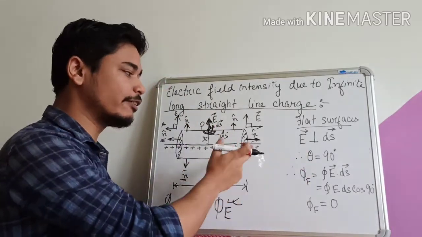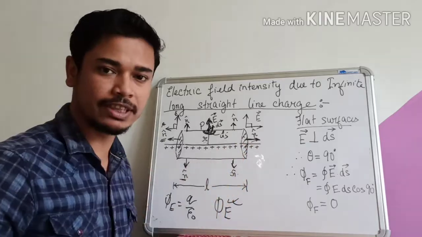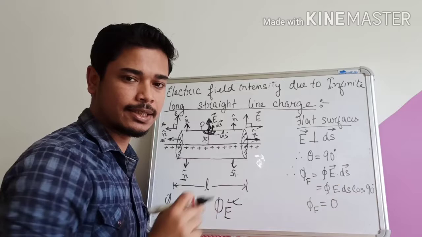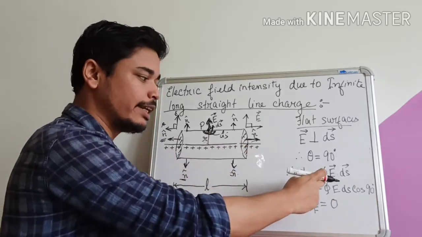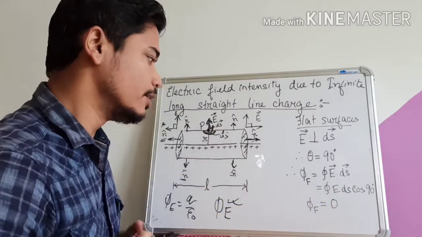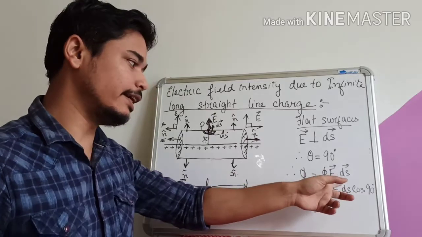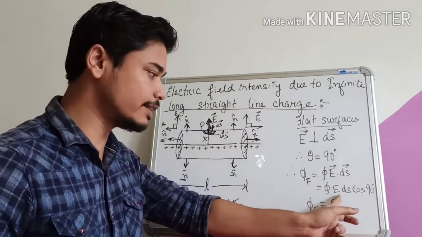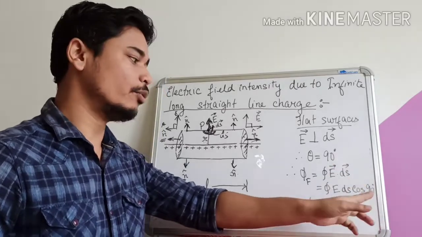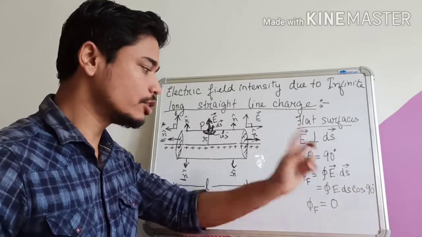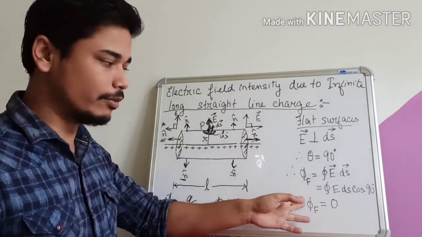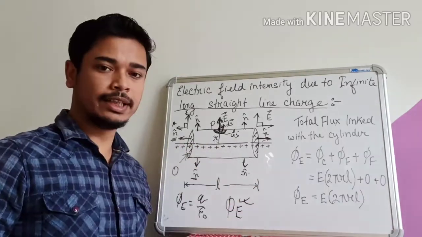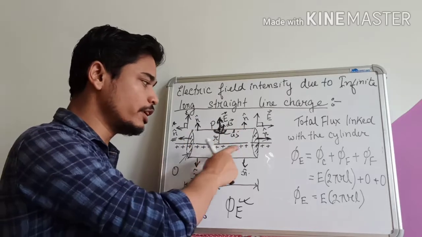So what will be the electric flux linked with these two surfaces? The electric flux will be closed surface integral E dot ds. Okay, for these two surfaces we are integrating E dot ds, right? So what we get here is E ds cos of 90 degree. What is the value of cos 90 degree? It's 0. So what we get here is phi F, which is the electric flux linked with the flat surfaces, to be 0. We have calculated the electric flux due to all these three surfaces.